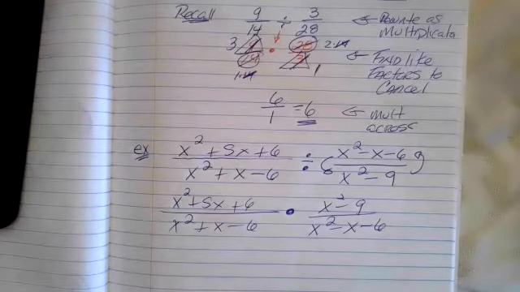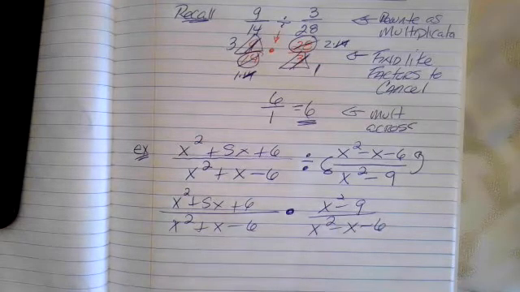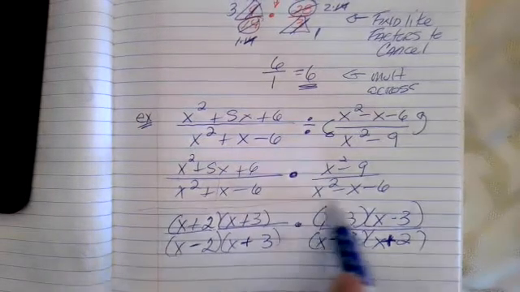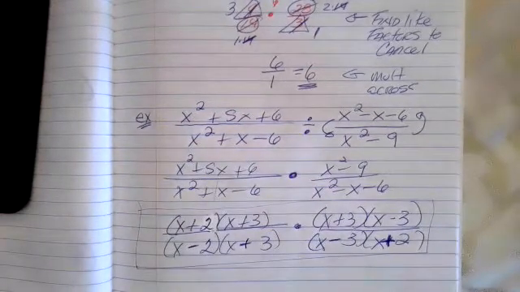Once we rewrite it as a multiplication problem, we want to find the like factors to cancel out. So we want to factor all the numerators and denominators. So if we factor it, hopefully we get this. Once we factor all the numerators and denominators, now we could start canceling.